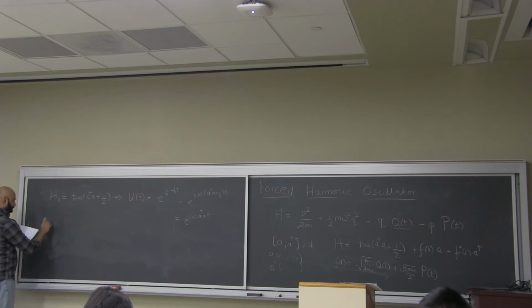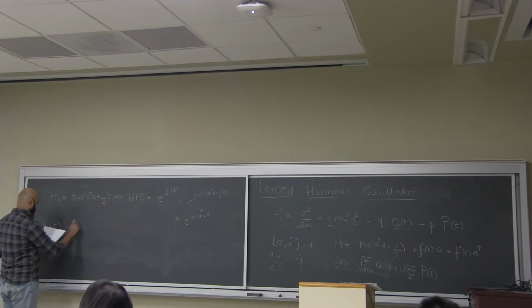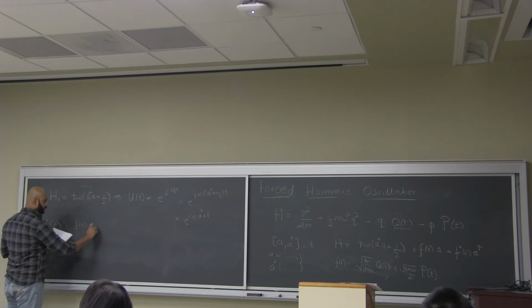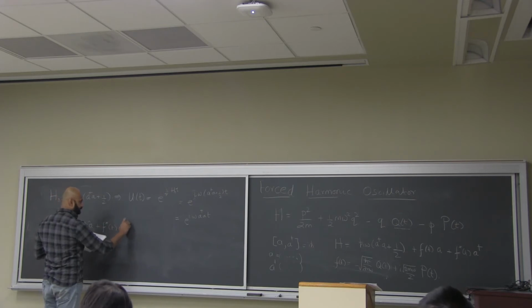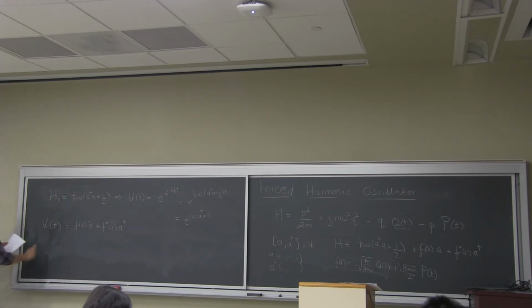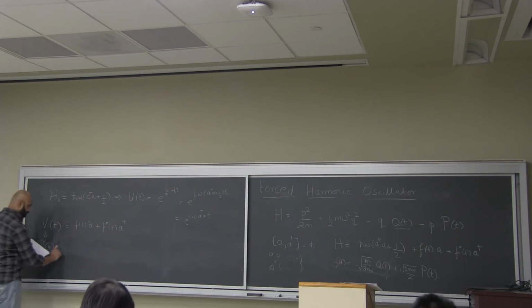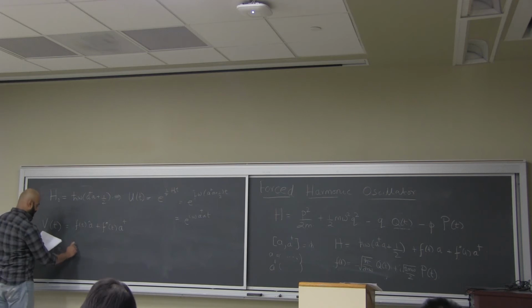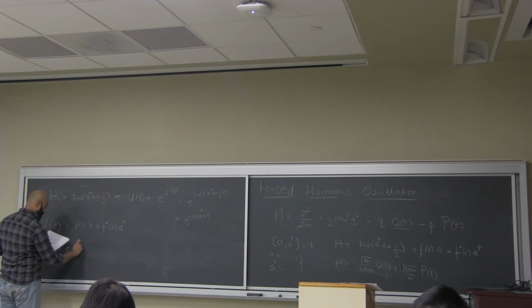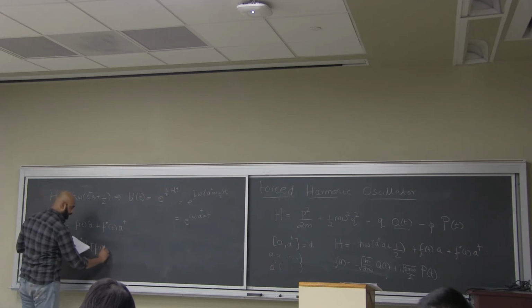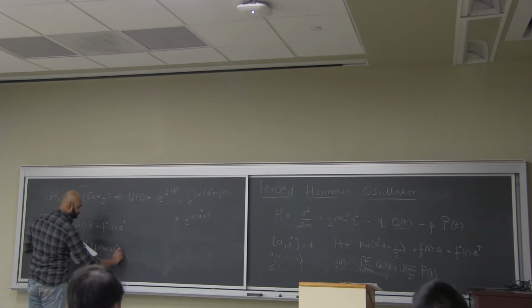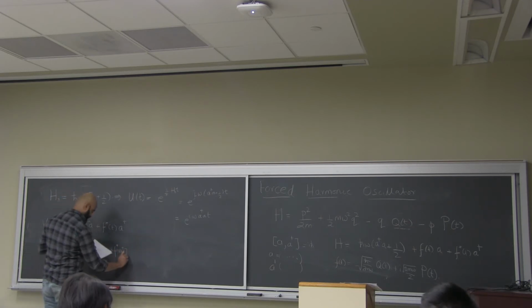And now what about the interaction piece? Remember, V of t then is the other part, right? F of t A plus F star of t A dagger, and this is the time dependent part. And in the interaction picture, remember, this gets transformed to V tilde of t, which is given by that U of t, A dagger A, times F of t A plus F star of t A dagger, times U dagger.